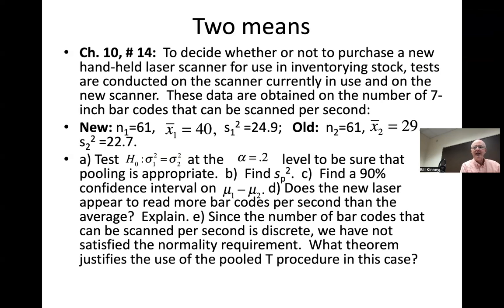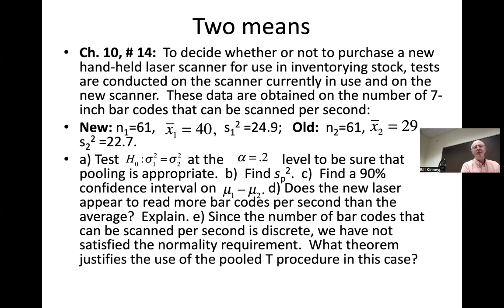Tests are conducted on the scanner currently in use and on a new scanner. And ultimately, what you're interested in is comparing the means, right? How many codes can be scanned per second? You're wondering, is the new mean higher than the old mean? Is mu1, the new population mean, higher than the old population mean, mu2?